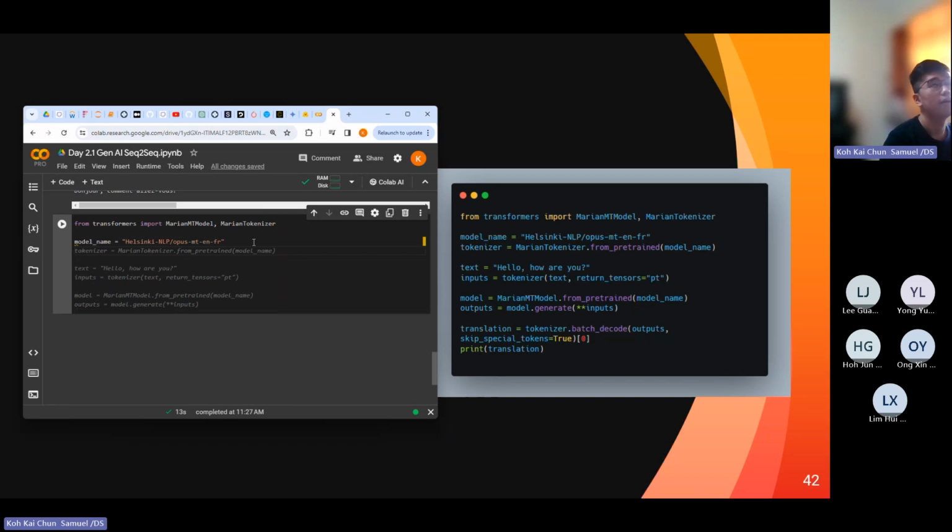This is known as pre-trained transfer learning, or pre-trained models, which we will do somewhat in Day 2.2 as well. But now you just need to know that someone has done that model for you, and you're just using the work of other developers to demonstrate what a Seq2Seq model is. Tokenizer equals MarianTokenizer.from_pretrained(model_name).